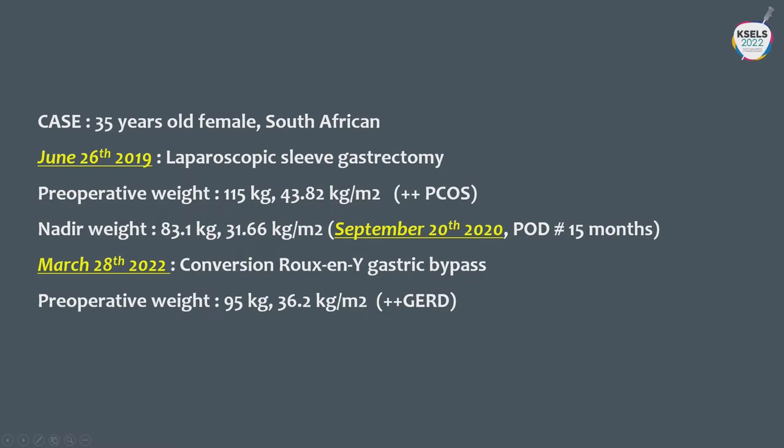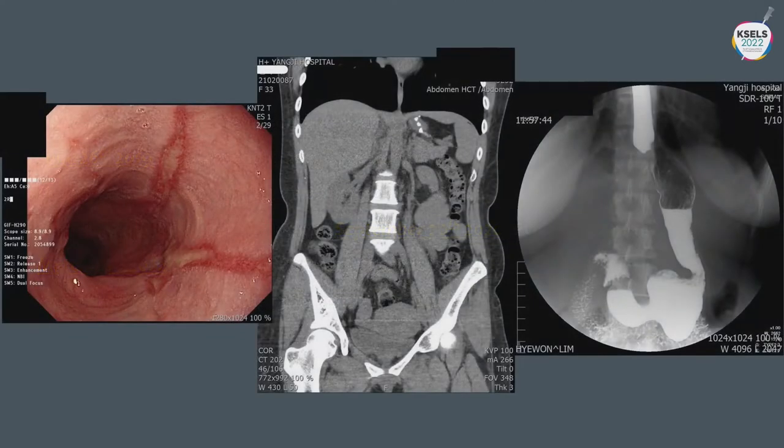But after then, she regained weight. Her weight increased by 12 kilograms, and her BMI reached 36. She was also suffering from severe GERD, so she needed to take a PPI every day. So we decided to convert to Roux-en-Y bypass. You can see that the esophagitis is severe here, but the CT scan shows no intrathoracic migration. The upper GI series shows no fundal dilatation and no gastric pouch dilatation. But anyway, the main reason for conversion was the GERD, though she also needed one to two more weight loss, so I decided to convert to Roux-en-Y bypass.